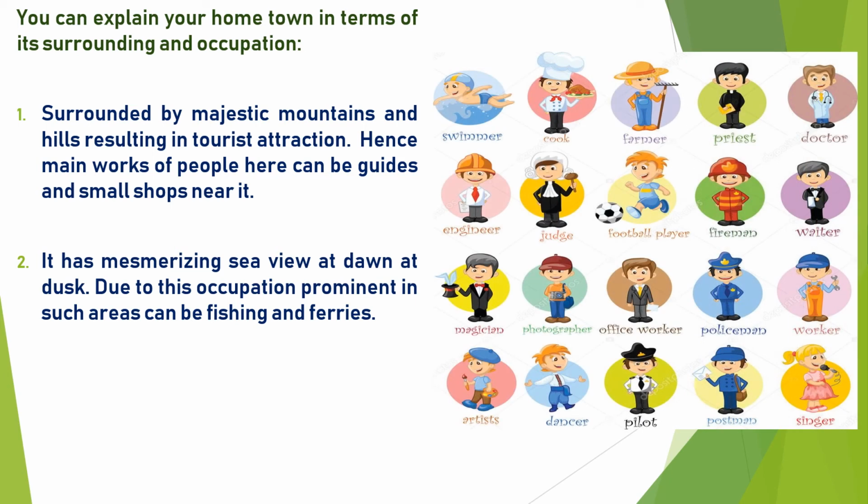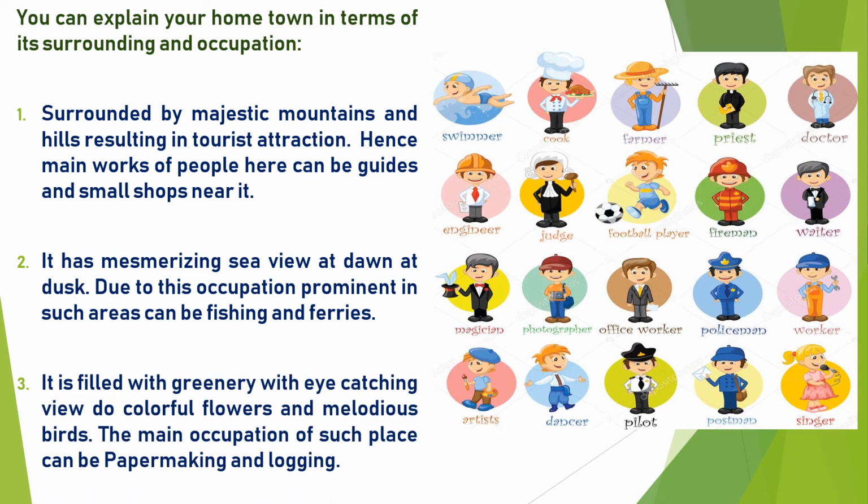Whereas if your hometown is filled with greenery or forest or large, strong trees, then you can say that my hometown is surrounded with greenery, with an eye-catching view of colorful flowers and melodious birds. So the main occupation of my hometown people is paper making, logging, or architect building, because for building you need space, so they may cut down some trees or change those into tree housing or something.